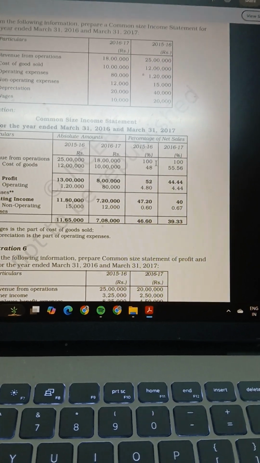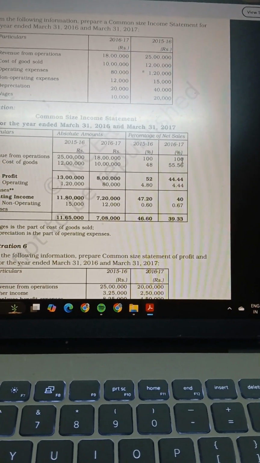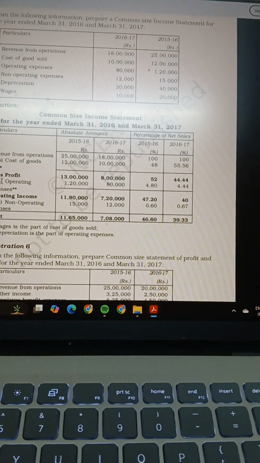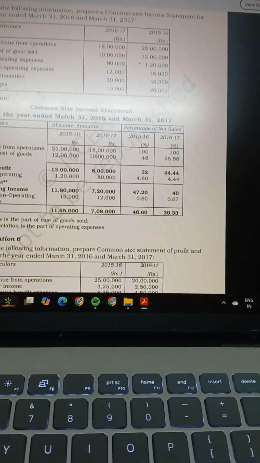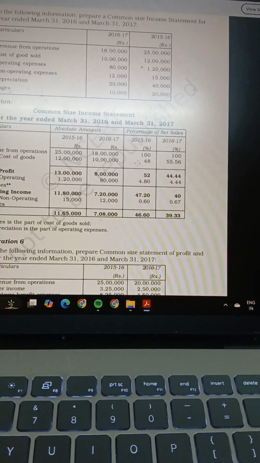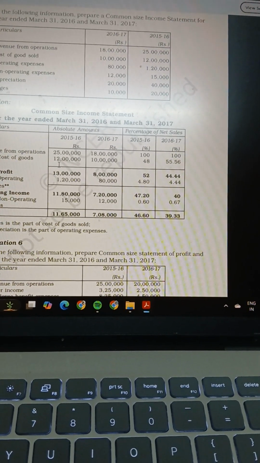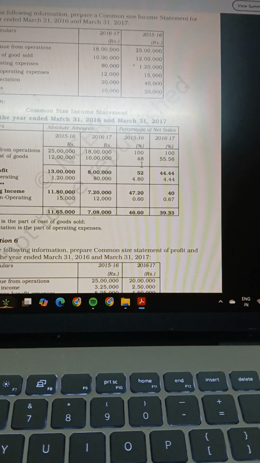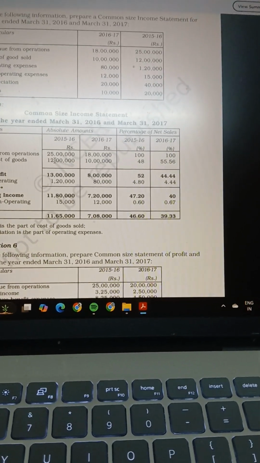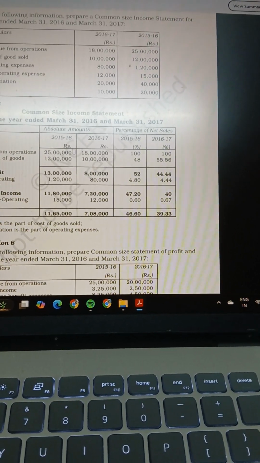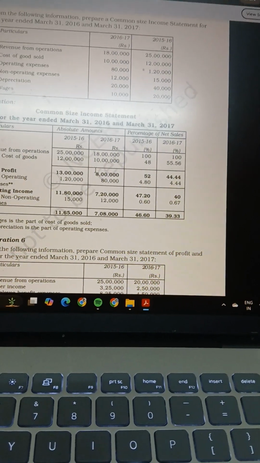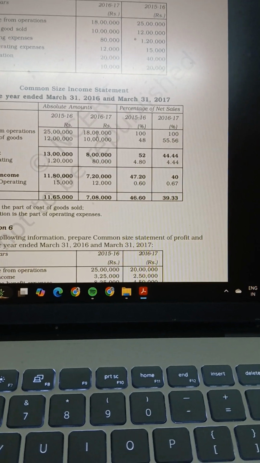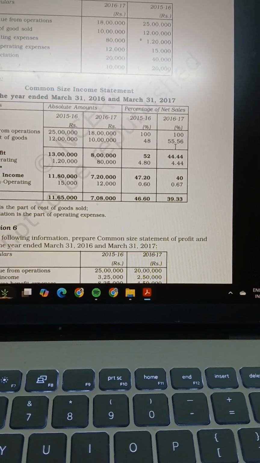The revenues from operations, as I said earlier, should be taken as 100% and treated as the base year. Then less cost of goods sold to find the gross profit. It is 12 lakhs and 10 lakhs. Then in the percentage column, we have to find the percentage. So for this we divide cost of goods sold, that is 12 lakhs divided by 25 lakhs into 100, that will be 48%. As said earlier, revenues from operations should be treated as the base for all the calculation purposes for finding the percentage. Then the same thing is followed: 10 lakhs divided by 18 lakhs into 100 gives 55.56.